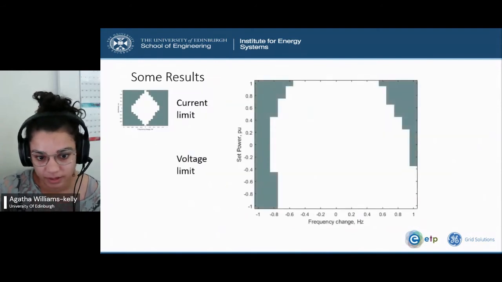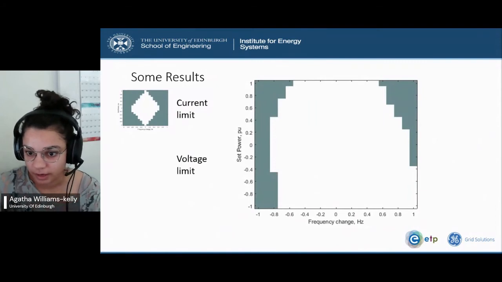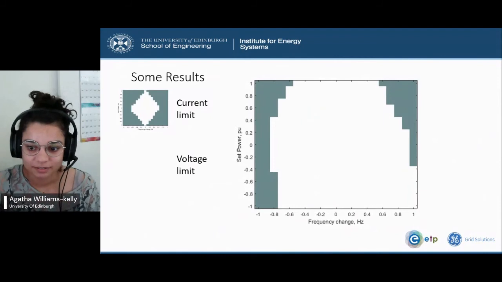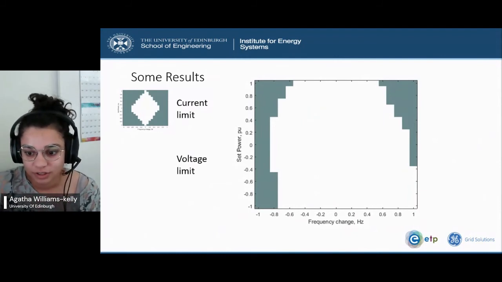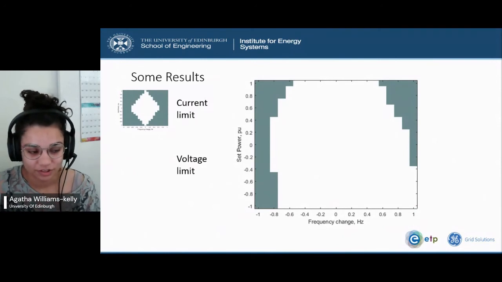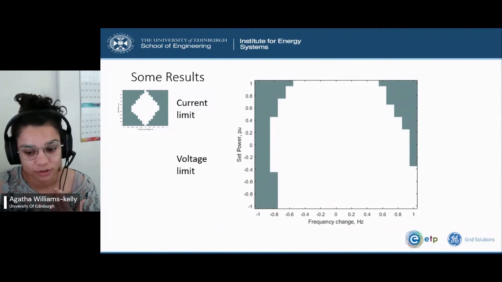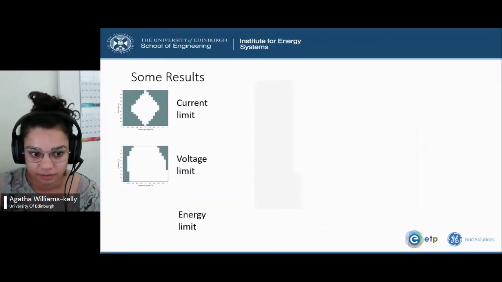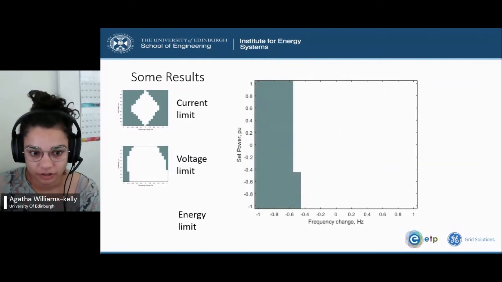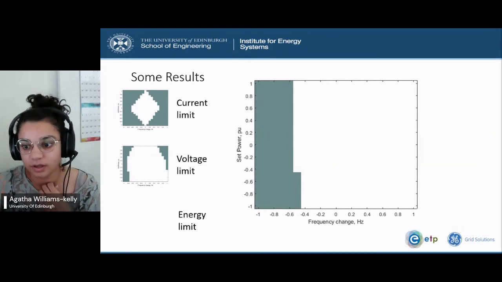As well as the current limit, I looked at the voltage limit, which is reached if the converter can't physically produce the voltage that's required by the simulation. For this situation, it's normally because the capacitors don't have enough energy and we've drained them too much, so the converter isn't able to reach the required voltage.